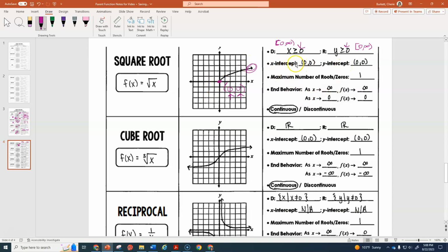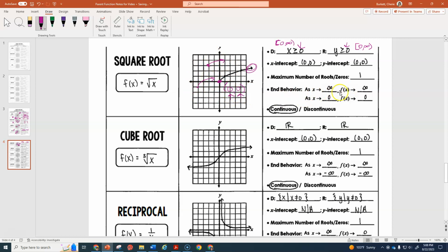It is starting at the origin, so the x and y intercept is going to be 0, 0. It only is going to cross the x-axis at most once. If I move it down here, it's going to cross this way. It doesn't have to cross it at all. This one up here doesn't cross the x-axis at all. But the most it's going to have is 1. It's not going to swing around and touch it twice. So the end behavior is kind of weird, and again, it's going to change depending on the transformations.